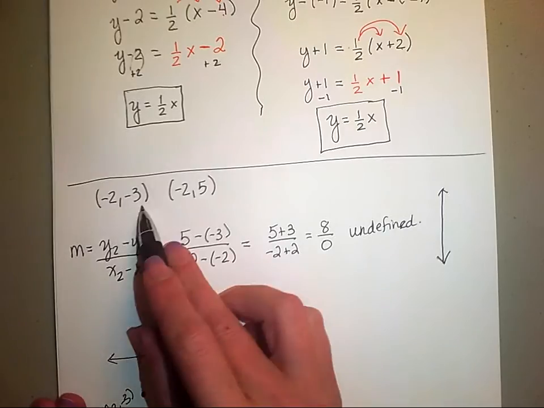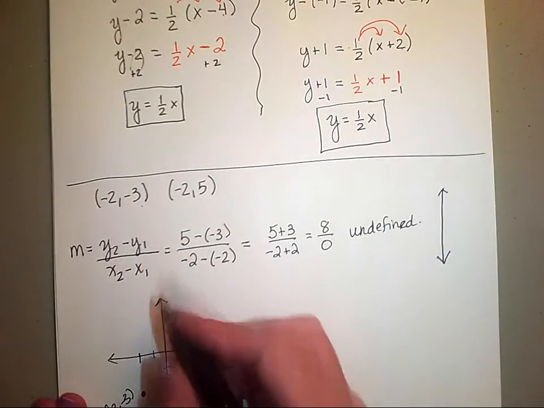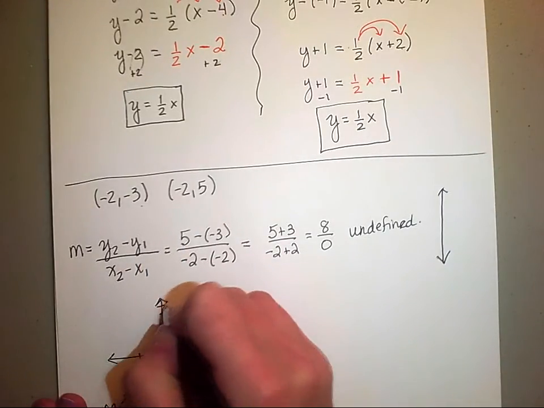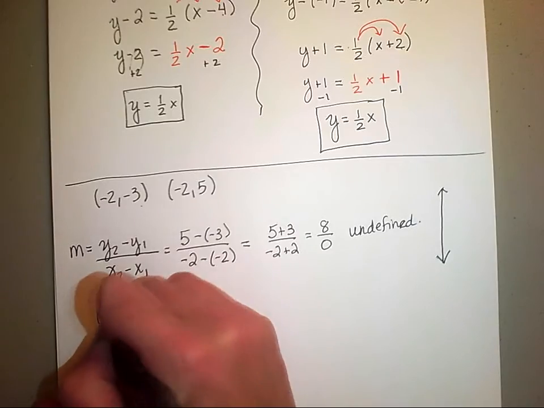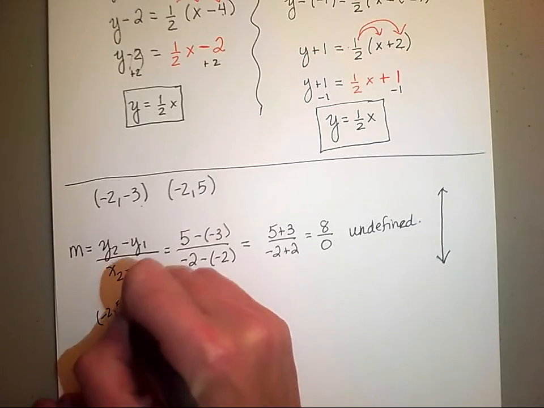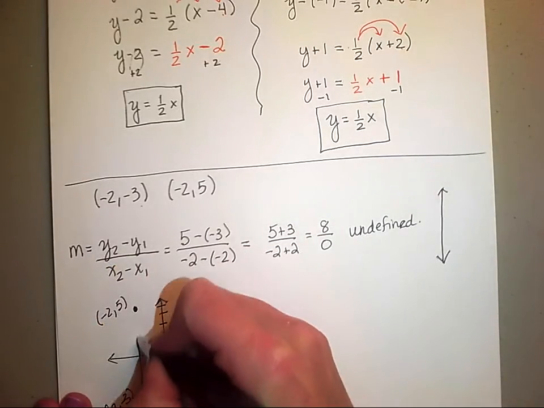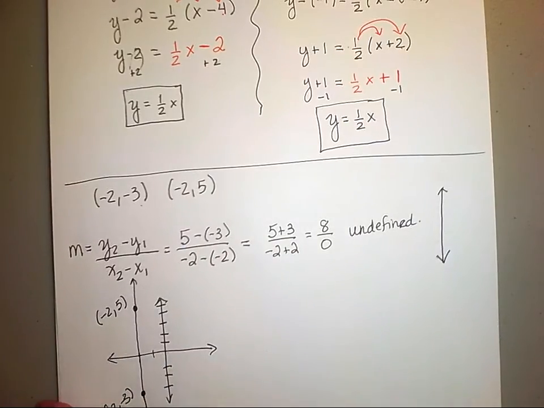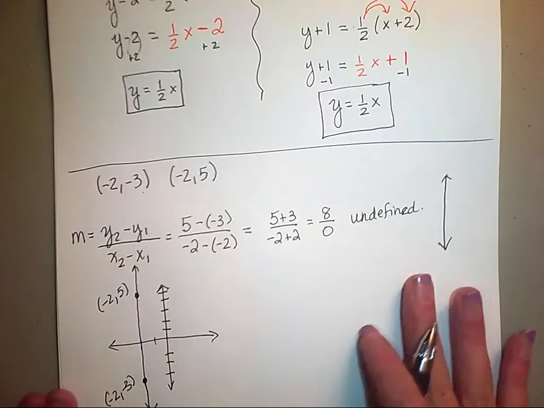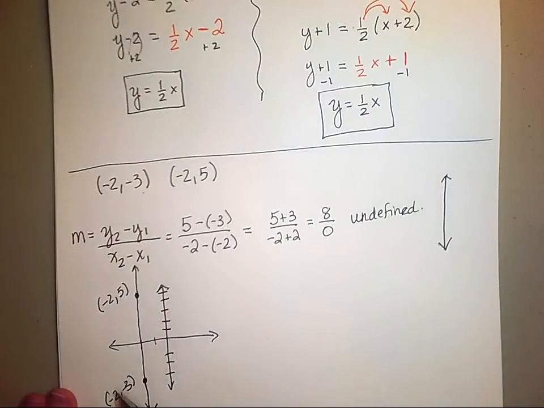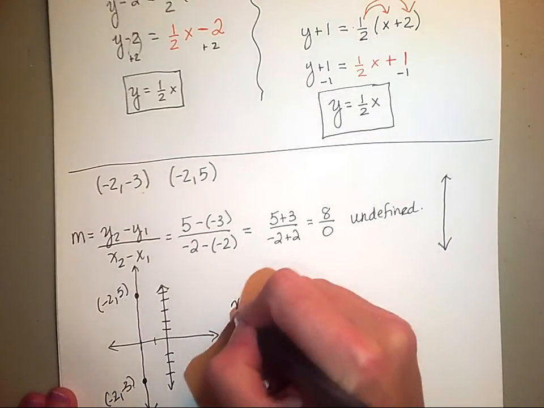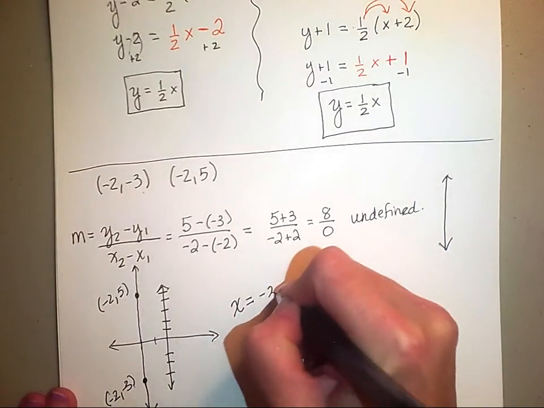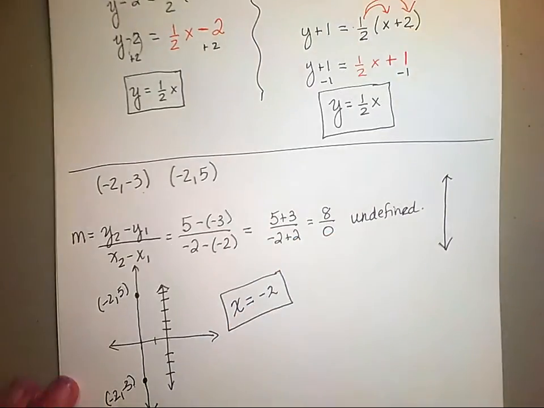Okay. That's our first point. Then we have -2, -5. Okay. So here's the point, -2, -5. So this, if we had to draw it, is our vertical line. So now, what has stayed the same here? Was it the x values that stays the same or the y's? It was the x's. So when the x values are the ones that stay the same, this is the line x is equal to -2.